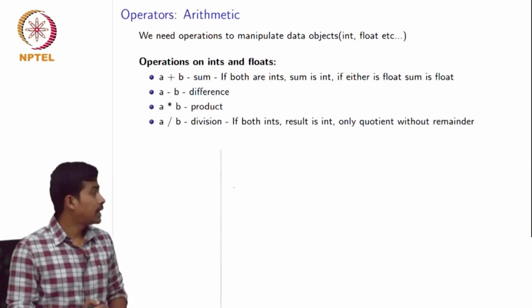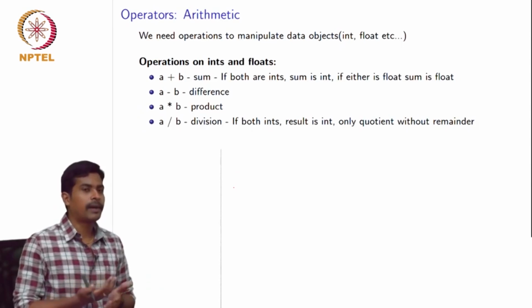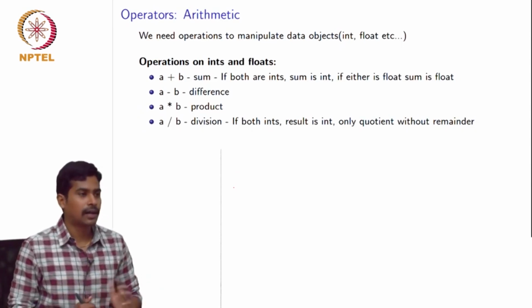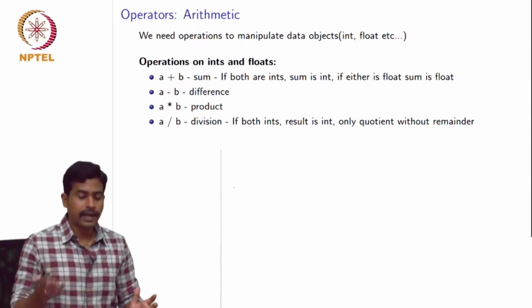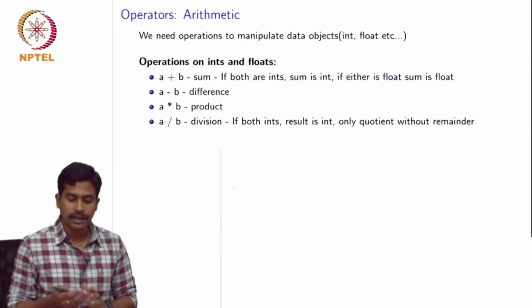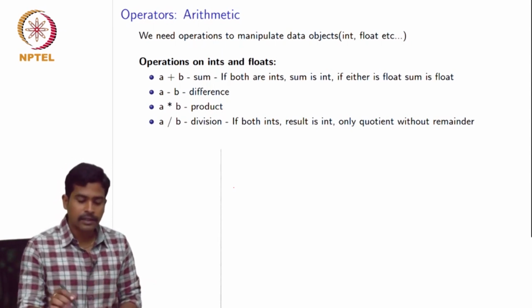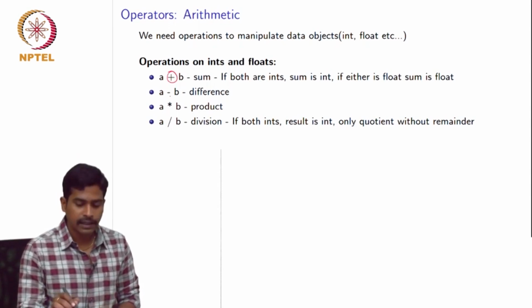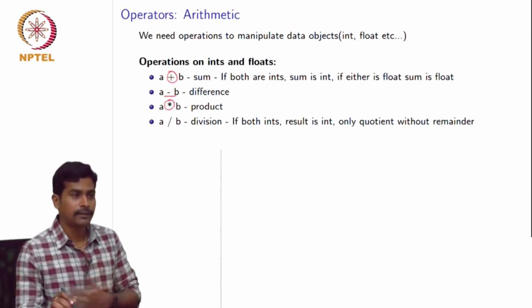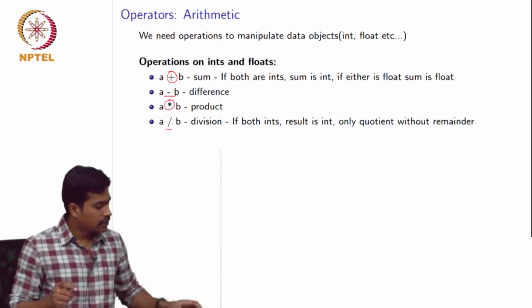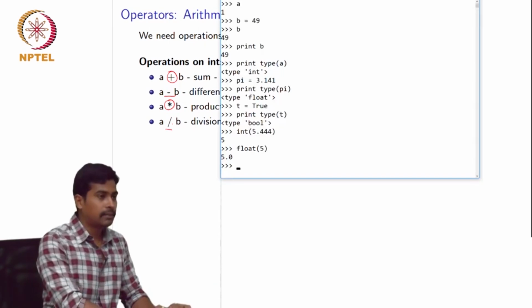We have seen variables and now we will go on to the type of operations that we can do on these variables. The first type of operations is called arithmetic operations. By name itself, arithmetic means addition, multiplication, division, subtraction and so on. These are the symbols used to do these operations in Python. So plus is addition, minus is subtraction, asterisk we use for multiplication, and the slash symbol we use for division. We can quickly try these things in the Python shell.